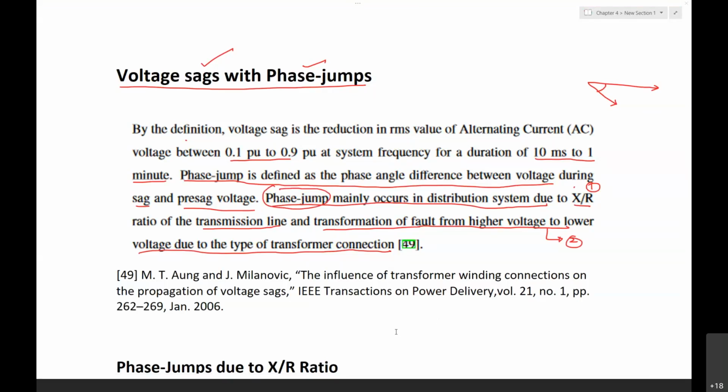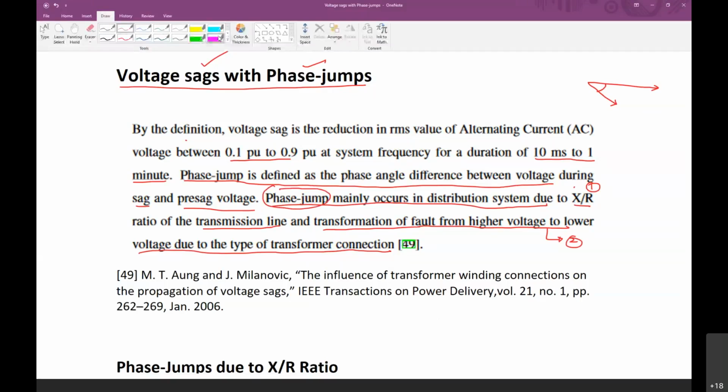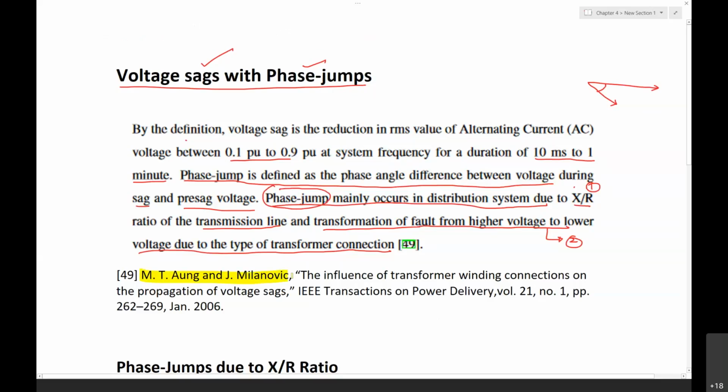You can refer to this paper, The Influence of Transformer Winding Connection on the Propagation of Voltage Sags, which is published in IEEE Transactions on Power Delivery. This is the volume, and this is the year. I'll try to illustrate the phase jump with the equation, and how it is going to influence.